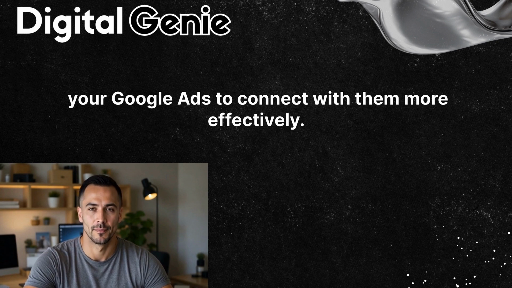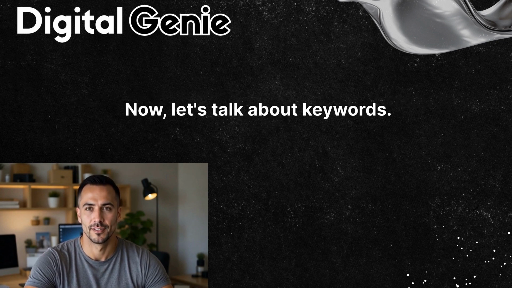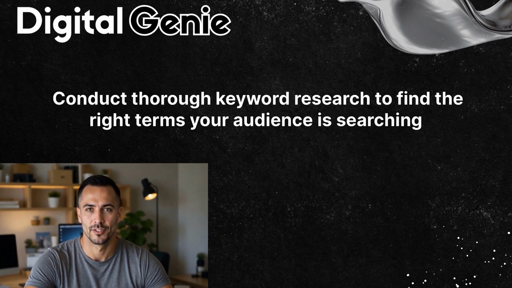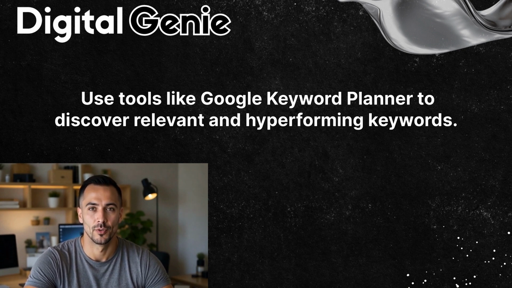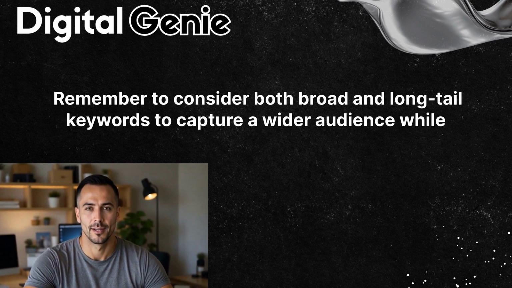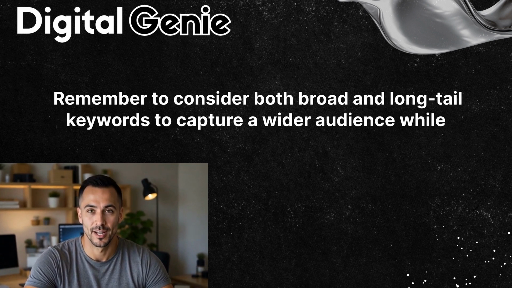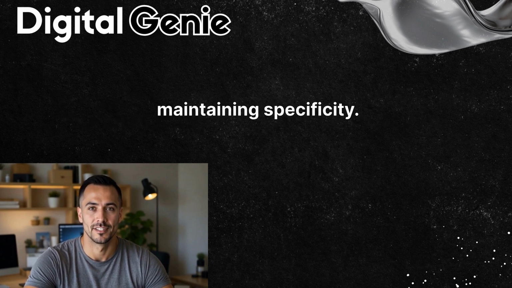Now, let's talk about keywords. Conduct thorough keyword research to find the right terms your audience is searching for. Use tools like Google Keyword Planner to discover relevant and high-performing keywords. Remember to consider both broad and long-tail keywords to capture a wider audience while maintaining specificity.